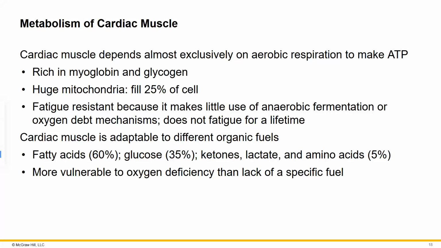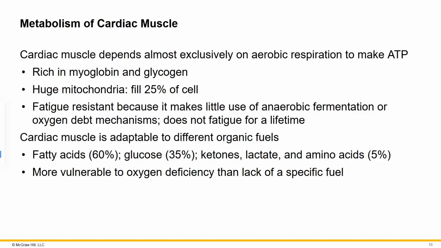Cardiac muscle depends almost exclusively on aerobic respiration to make ATP. They're rich in myoglobin and glycogen. Myoglobin helps to hold oxygen. Glycogen is our store for sugar, so we can break glycogen down to release glucose into the muscle to be used for ATP production. Huge mitochondria fill about 25% of the cell, and the muscle is fatigue resistant because it makes little use of anaerobic fermentation or oxygen debt mechanisms. It doesn't fatigue for a full lifetime.